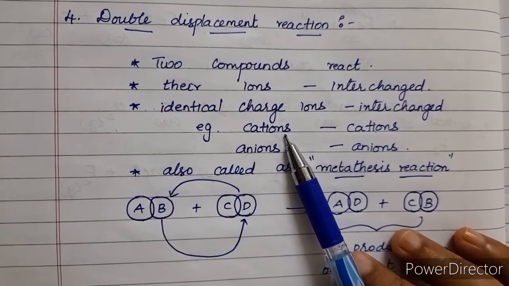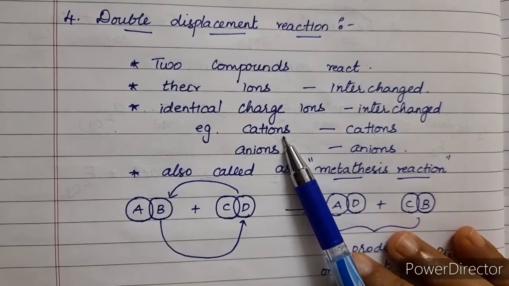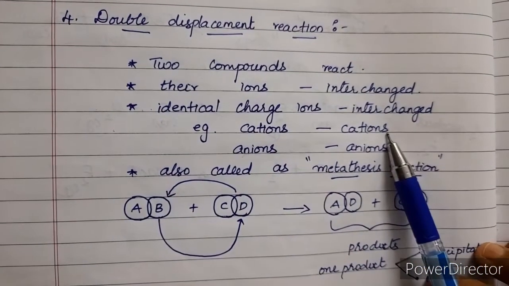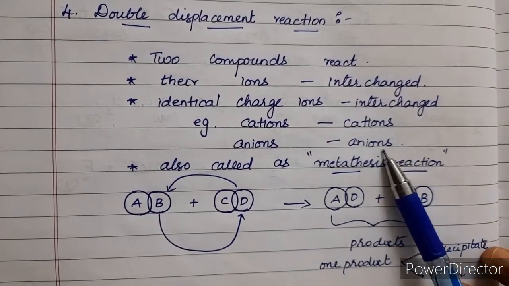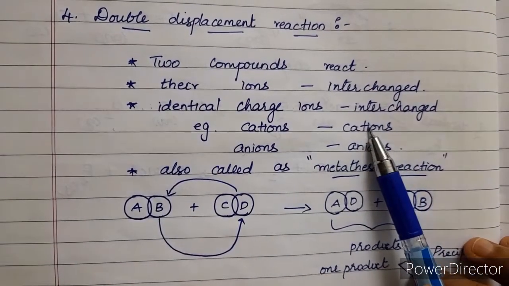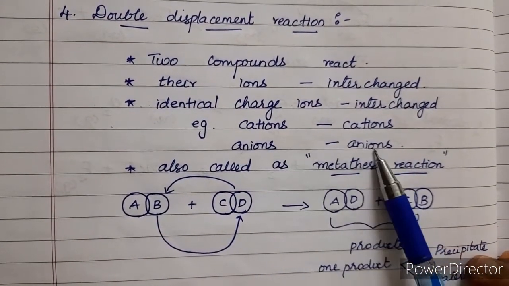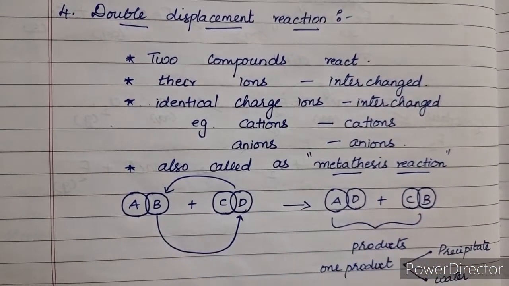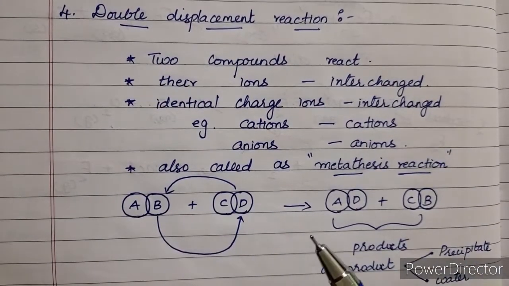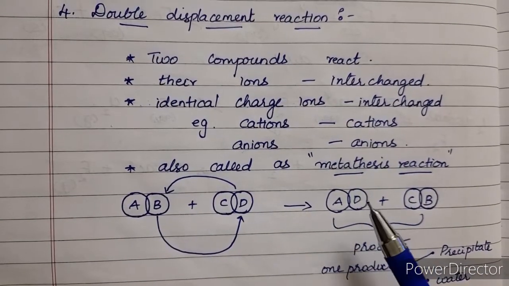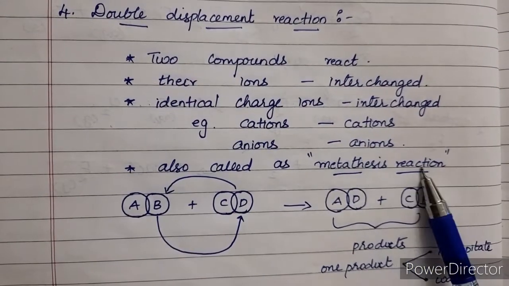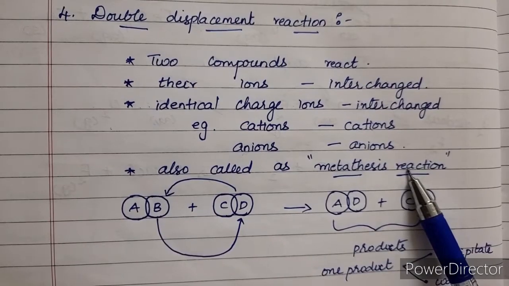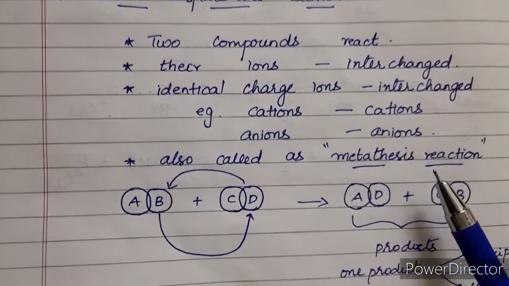What do we mean by identical charge ions? We know that cations are the positive charge ions, isn't it? So cations are replaced by cations and anions are replaced by anions, or cations and cations get interchanged and anions get interchanged, isn't it? So that is, identical charge ions get interchanged. This reaction, the double displacement reaction, is also called the metathesis reaction, right? This is sometimes asked in objective type questions, children. Now let's see the example.